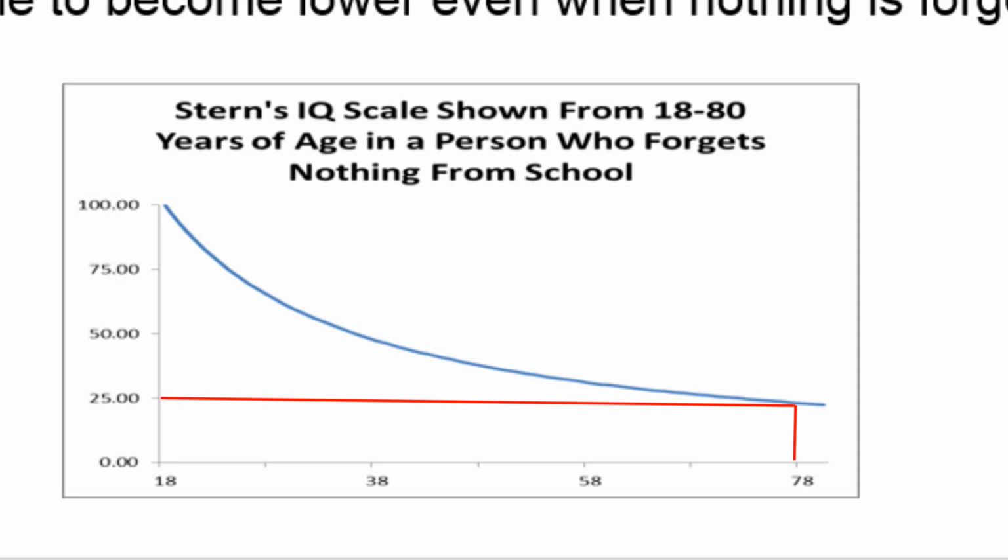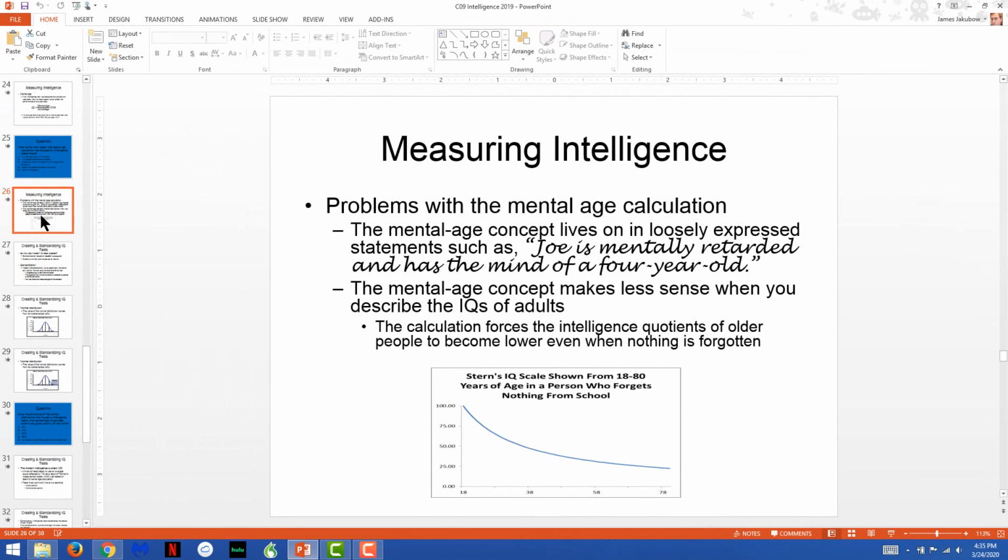This is a faulty measure, but it actually has given not just the stereotype that the elderly are not that smart, it has also given you another type of phrase that sometimes still floats around today that people still believe. And that is this: Joe is mentally retarded and has the mind of a 4-year-old. Where would the idea that a person with mental retardation has the mind of a 4-year-old actually come from? Well, it comes directly from this mental age calculation.